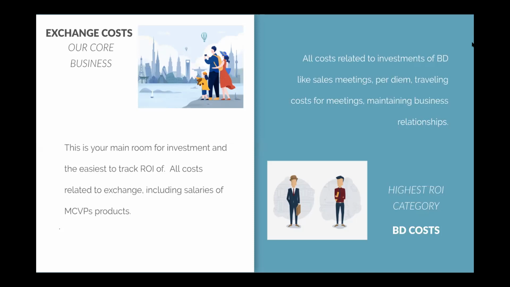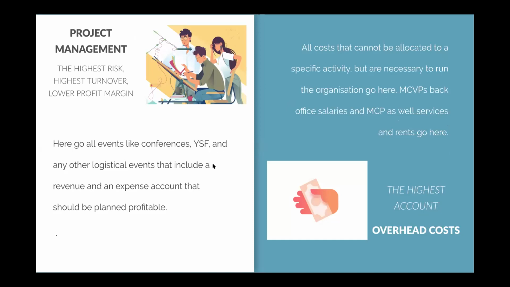Then we have project management cost. So this is a very interesting account. Project management cost is pretty much the highest risk account. It has the highest turnover. So turnover means the amount of money that is circulating, let's say, in the project, and it has a lower profit margin. So what does this mean?